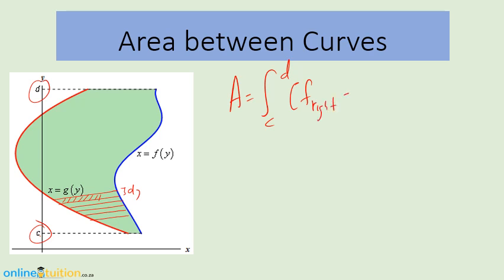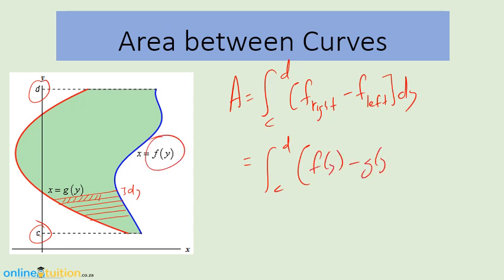Right, I'm thinking of the other right hand. F right, which is the blue curve, minus F left, dy. So in this case, it's the integral from C to D. I'm just going to use the notation here: f of y minus g of y, dy. And that's how you work out the area if you are partitioning horizontally. For some curves, this is very, very important, as is the case with the next example.